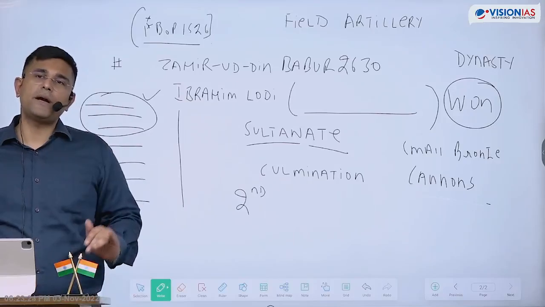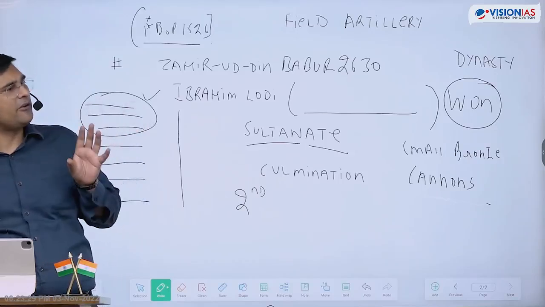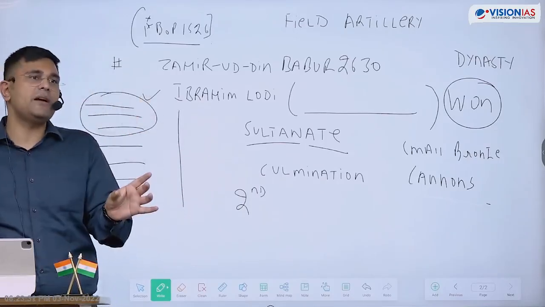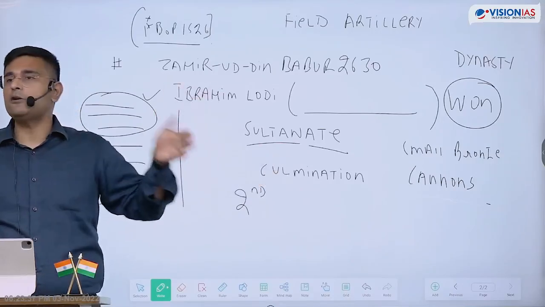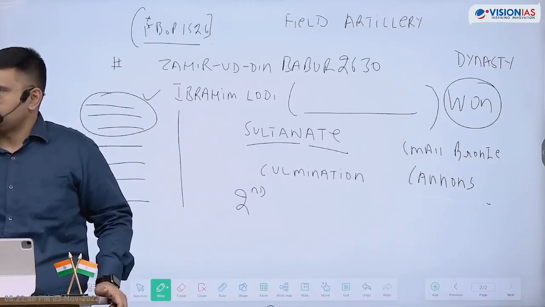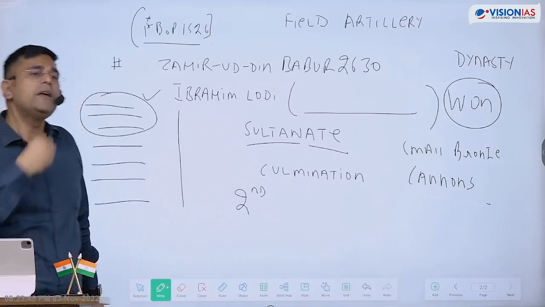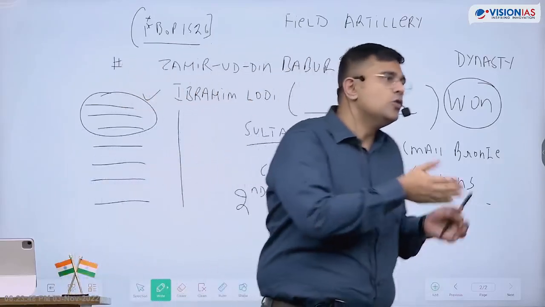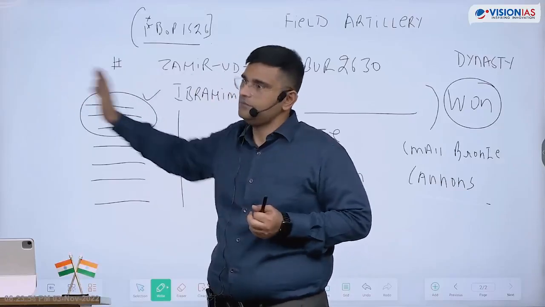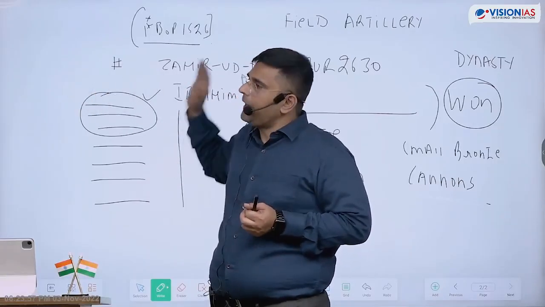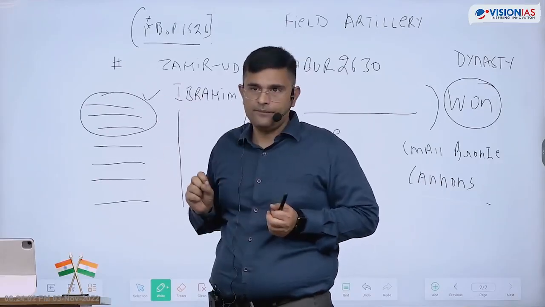What is the importance of this battle? The importance of this battle is that it led to the re-establishment of the Mughal Empire. Sir, re-establishment? Yes, re-establishment. Re-establishment takes place when the person who was there earlier has been removed. So, Babur 2630, Humayun 3040, that is from 1530 to 1540. Humayun was there, but then Sher Shah Suri came from Afghanistan, and in 1540 he defeated Humayun and established the rule of the Suri dynasty.